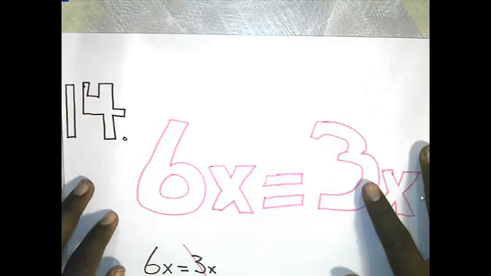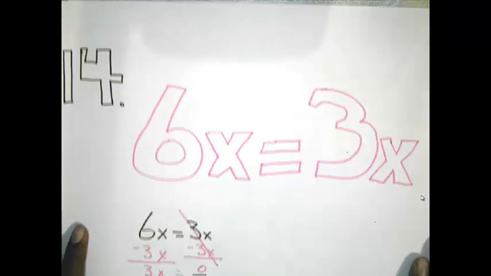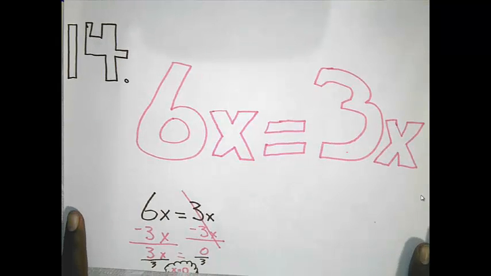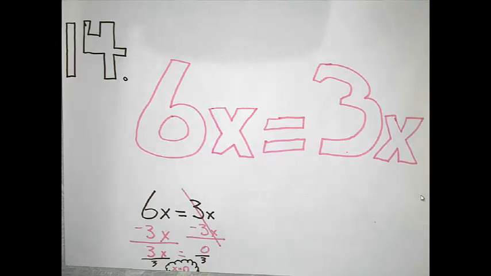I did number 14. 6x equals 3x. First, I subtracted 3x from both sides, and so then 3x will cancel out. There will be 6x minus 3x, which will give you 3x, and then you divide both sides by 3, which will give you x equals 0.